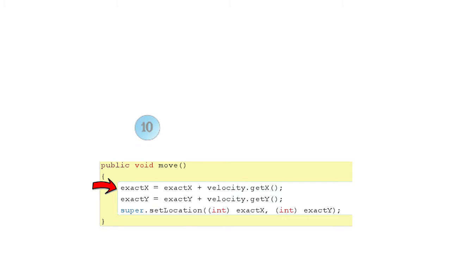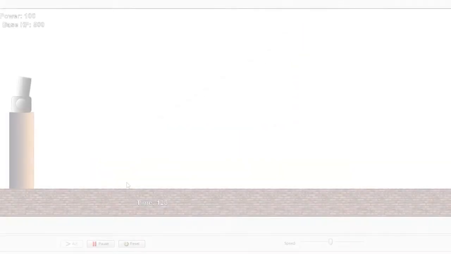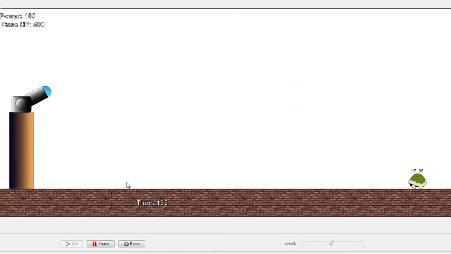The exact x, or the precise x coordinate of the ball, is determined by the length of the x component of the velocity vector. The same thing applies to the variable exact y, where its y coordinate is determined by the length of the y component of said vector. Altogether, the object's location is set to the endpoint of the velocity vector, which is determined by its x and y components. Evidently, the ball class is the main class that uses these sets of methods.